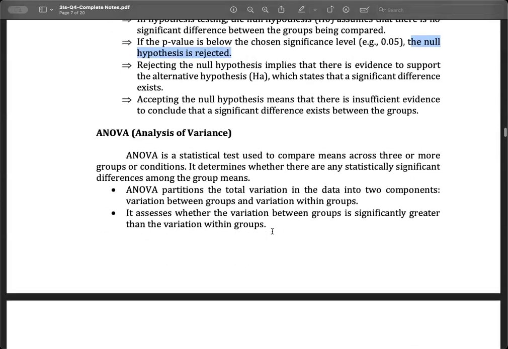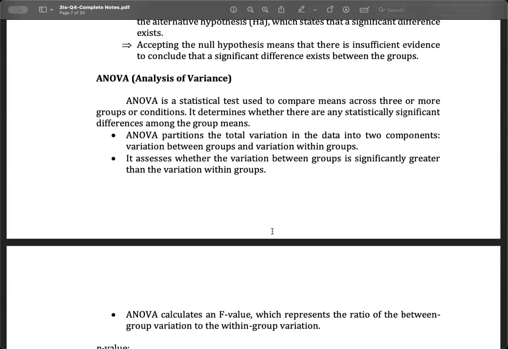Now, what about analysis of variance? ANOVA is a statistical test used to compare means across three or more groups or conditions. So if you have three or more groups or conditions, then you are going to use your analysis of variance. There are a lot of types of analysis of variance, but let's just focus on the single factor analysis of variance, the most commonly used ANOVA.